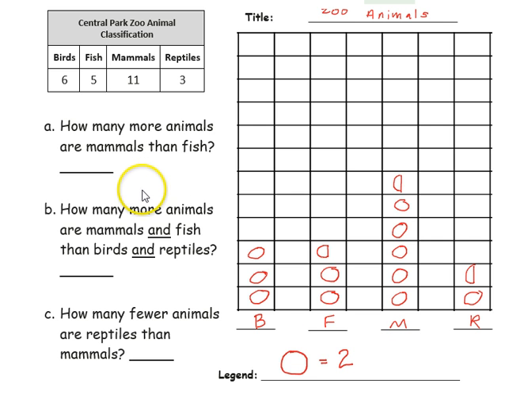Now we just need to answer the questions. How many more animals are mammals than fish? Well, since I have 11 mammals and 5 fish, there are 6 more mammals than fish.